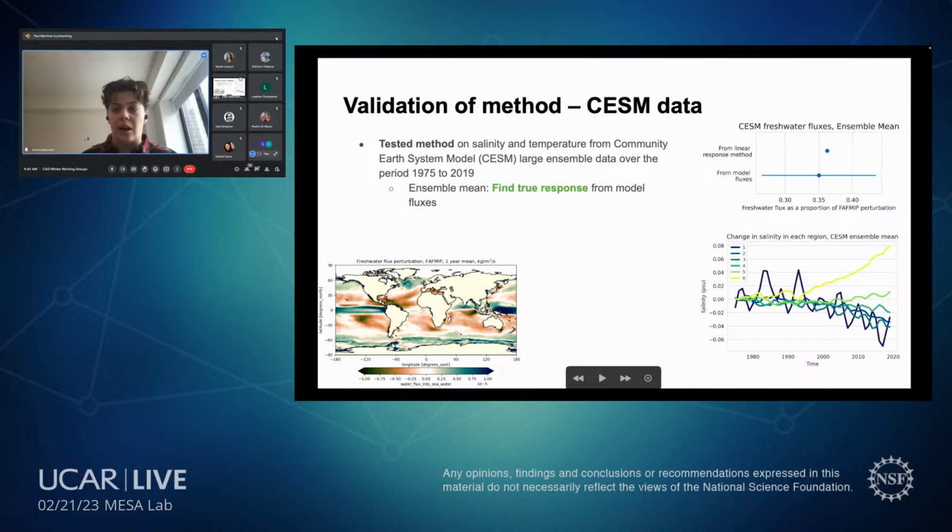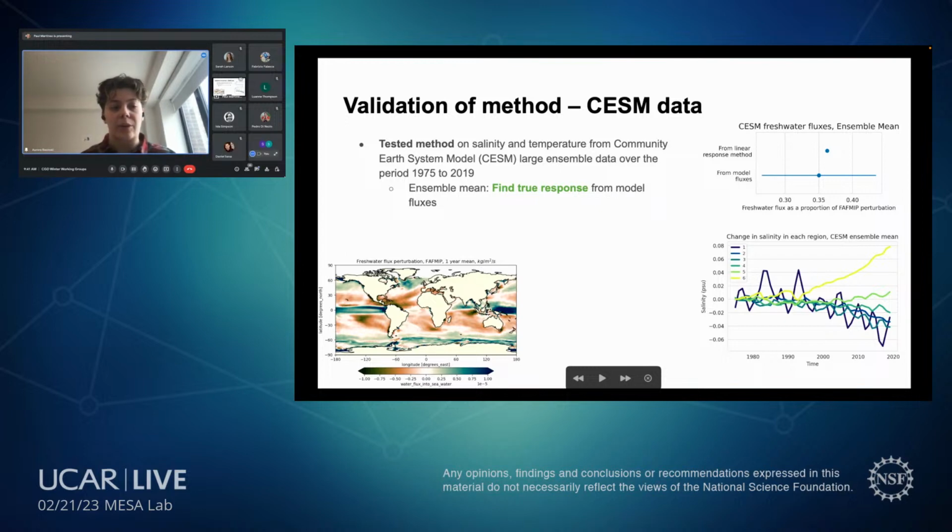Eventually we're going to talk about applying this to observations, but before that, we tested the method on the CESM large ensemble data over the period 1975 to 2019. First I'm going to talk about applying it to the CESM ensemble mean. In the bottom right, for example, is the change in salinity in the ensemble mean, and there would be a similar plot for the change in temperature. This is in each of the regions, and we're showing the trend in time.